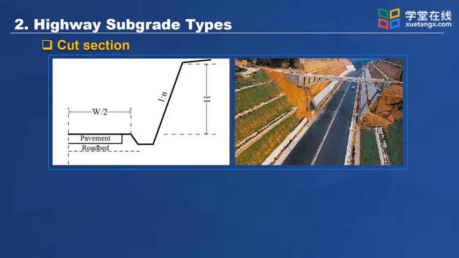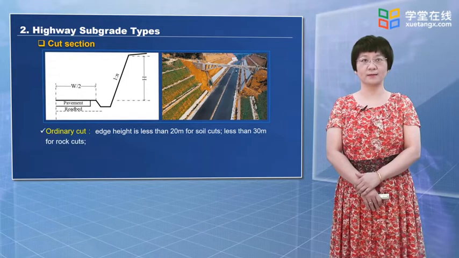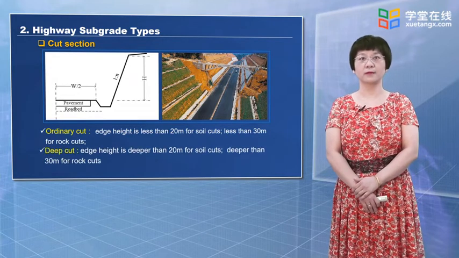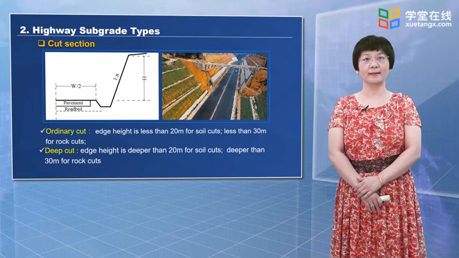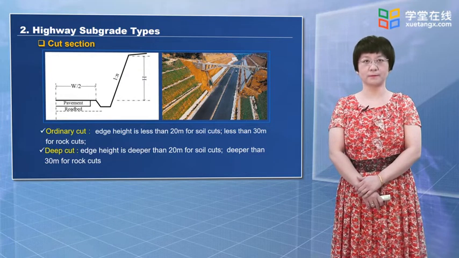Based on the cut edge height, cut subgrade can be divided into ordinary cut and deep cut. When the edge height is less than 20 meters for the soil slope or 30 meters for the rock slope, it can be defined as the ordinary cut subgrade. Well, for the deep cut subgrade, the height is deeper than 20 meters for the soil slope or 30 meters for the rock slope.